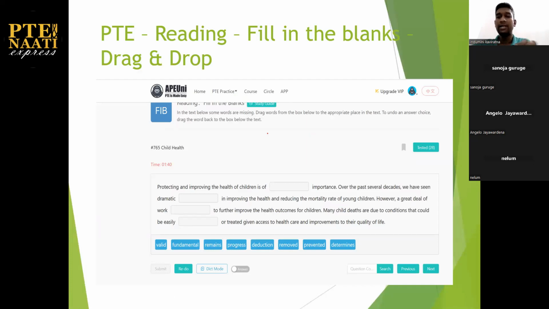So in these two question types you need to read a bit quickly and also pay attention to the words that are coming immediately before the blank and also immediately after the blank.